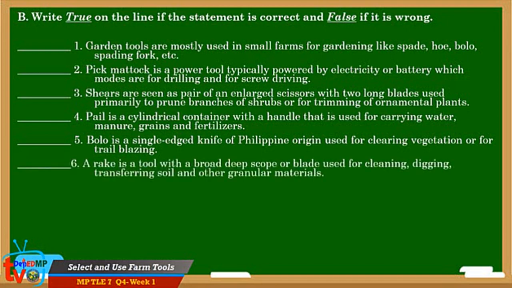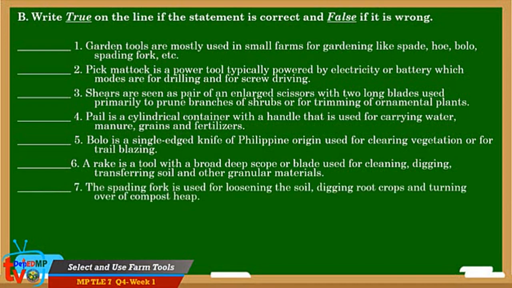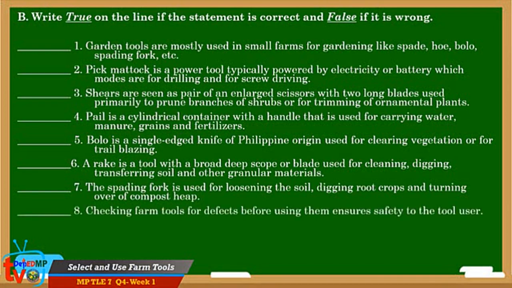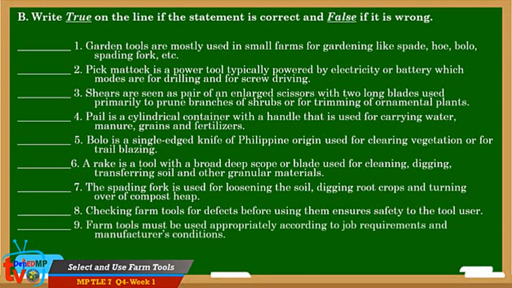Number 6. A rake is a tool with a broad tip scoop or blade used for cleaning, digging, transferring soil, and other granular materials. 7. The spading fork is used for loosening the soil, digging root crops, and turning over of compost heap. 8. Checking farm tools for defects before using them ensures safety to the tool user. 9. Farm tools must be used appropriately according to job requirements and manufacturer's conditions. And number 10. One must practice safety and care when using farm tools.